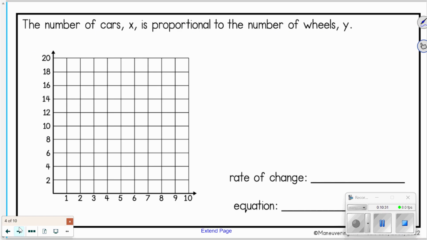We've got another problem, exact same setup. You guys should be able to do this in about 30 seconds. Go. Okay, on this one, the number of cars x is proportional to the number of wheels y. Uh-oh, they didn't give us any numbers. Yeah, but we don't know which one. We all know that? Well, because the number on the back. What's what?